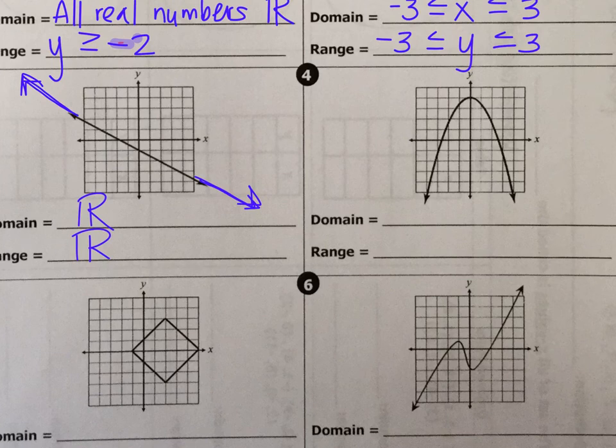All right, this one, it's going down with a little tilt to the left and a little tilt to the right. But it'll eventually cover all of left and all of right. So that means our domain is all real numbers, but our y has a limit.